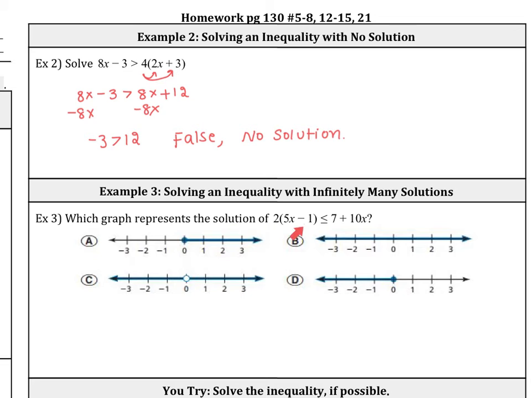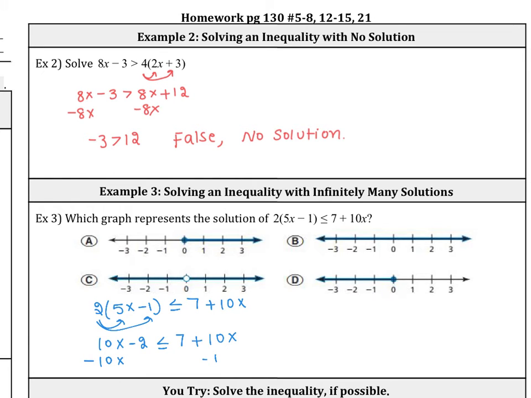To solve this inequality, we're going to distribute the 2 inside first, and choose which graph represents the solution. So first of all, we're going to solve this inequality. You have 2 times 5x minus 1 less than or equal to 7 plus 10x. Distribute the 2 inside, you get 10x minus 2 less than or equal to 7 plus 10x.